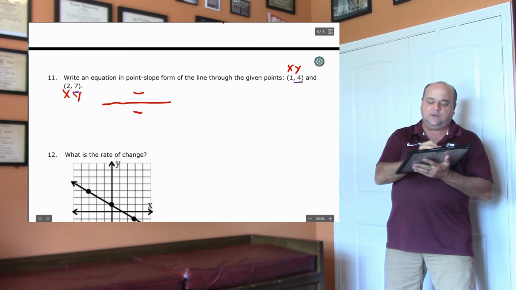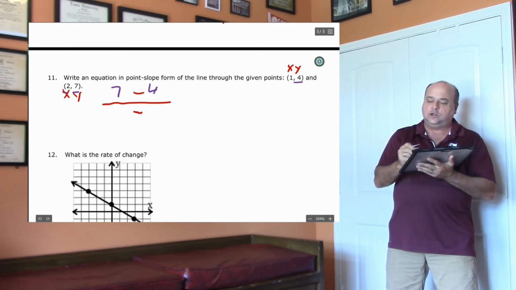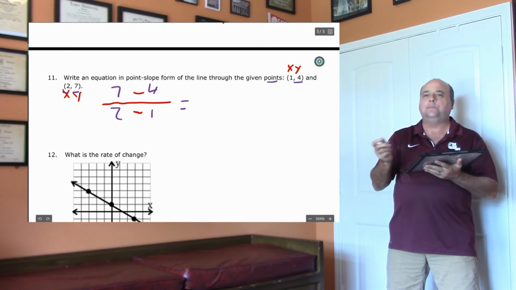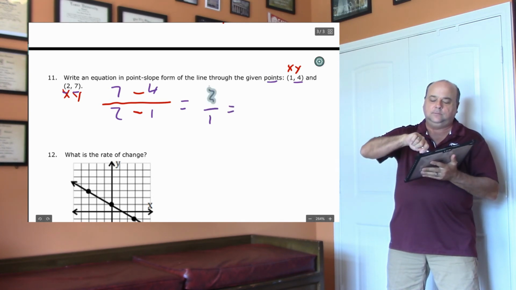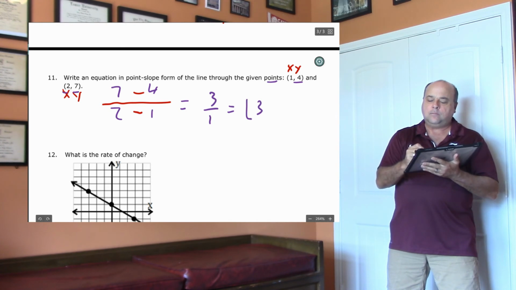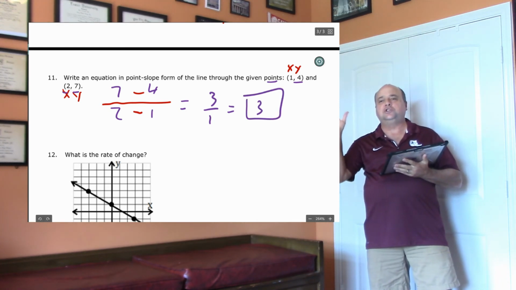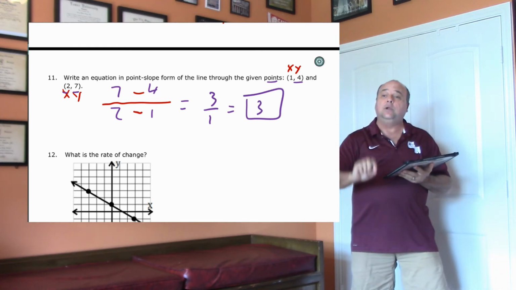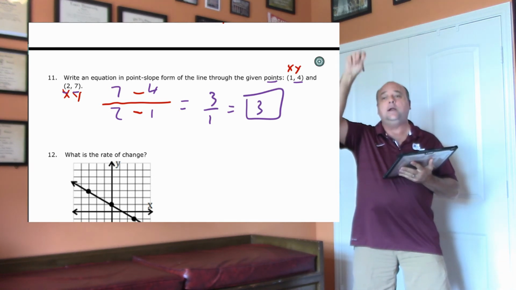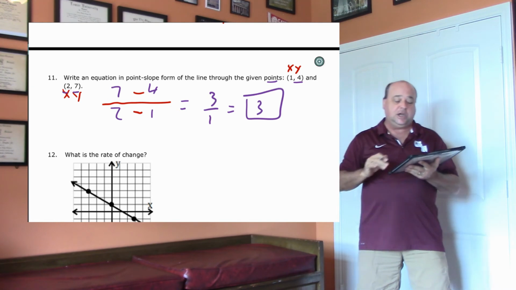So our Y's are 7 and 4, and our X's are 2 and 1. This is a piece of cake. It's just going to be 3 over 1, which is equal to 3, right? So our rate of change or our slope is 3. That means this line would go up 3, right 1, up 3, right 1, up 3, right 1. That would be the rate of change.